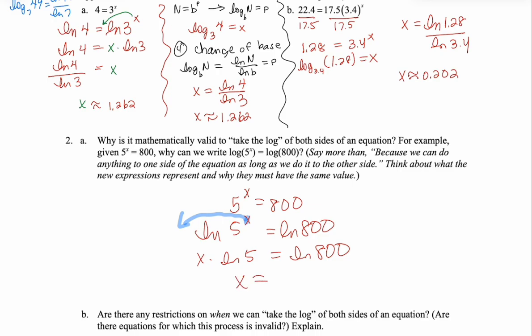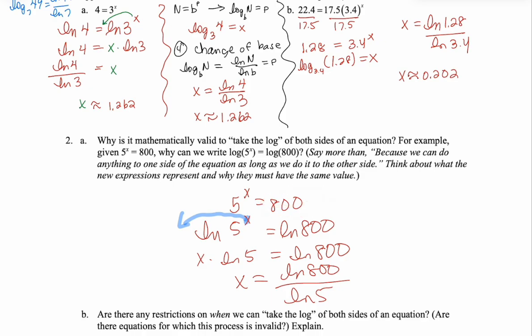So we get x equals the natural log of 800 divided by the natural log of 5. Now again, that's your exact answer. And we can take the log of both sides as long as both sides are positive things. If one of the sides was negative, you can't do that. If one of the sides was 0, you can't do that. We can't inflict a logarithm on anything but positives. But both the 5^x will be a positive thing. The 800 will be a positive thing. So we can do that.